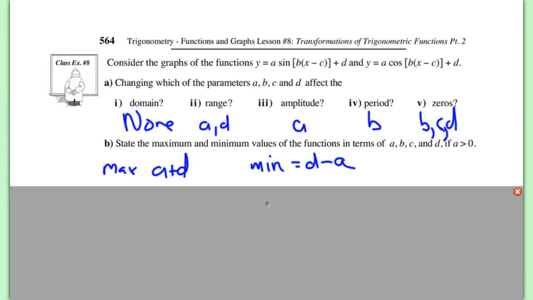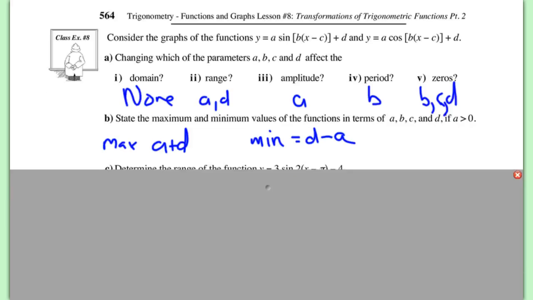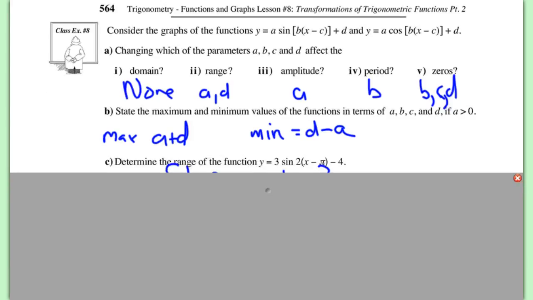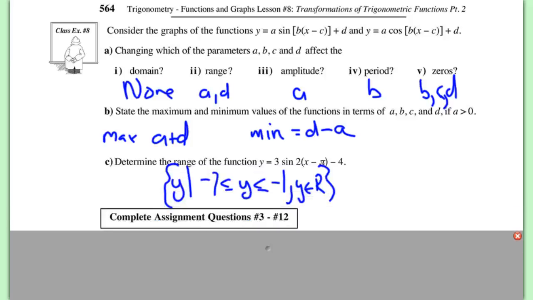Which of those values affects range? A and D. What's the amplitude? A. What affects period? Just B. What affects the zeros, the x-intercepts? Well, B, C, and D all do. If somebody wanted to know the maximum, they'd go A plus D, and the minimum would be D minus A. And lastly, the range would be greater than or equal to -7, but less than or equal to -1.